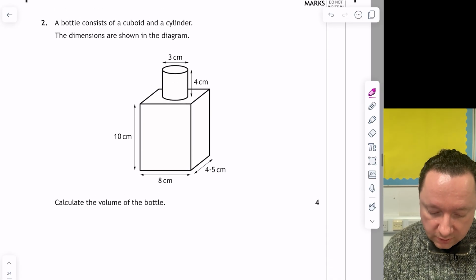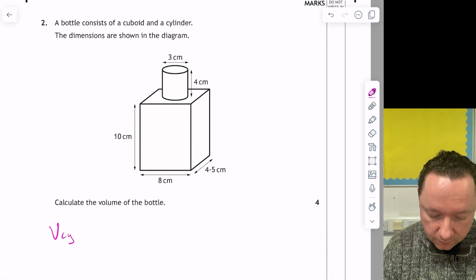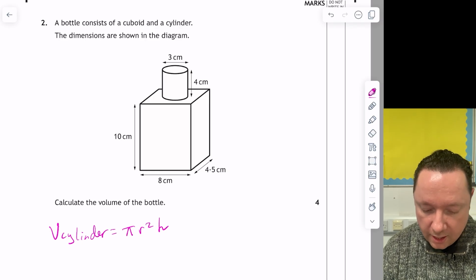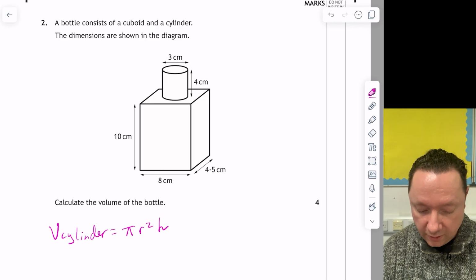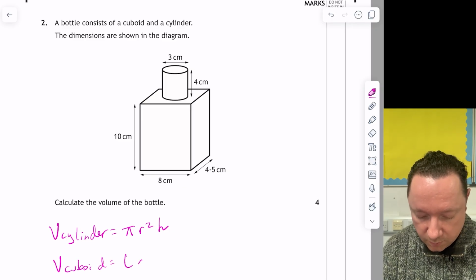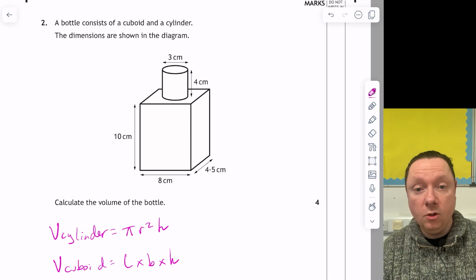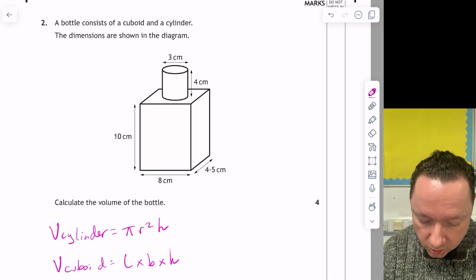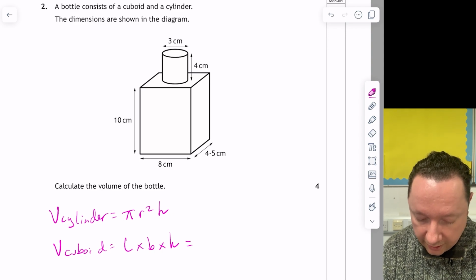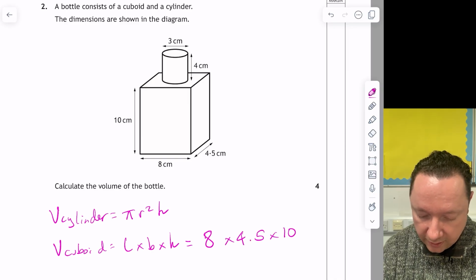So volume of a cylinder is pi r squared h. And for a cuboid, it's just length times breadth times height. So we need to work out those two separately, then add them together. So let's check that we have everything we need. For a cuboid, we've got 8 length, 4.5 breadth going the other way, and 10 high. So we're timesing them together.